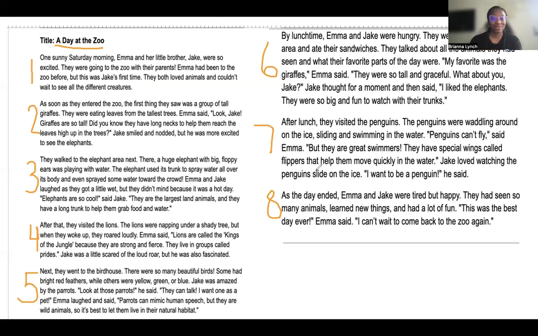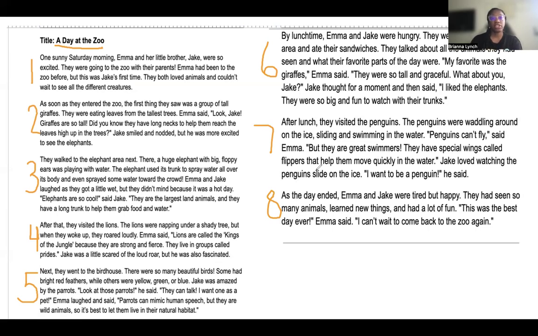Title, A Day at the Zoo. One sunny Saturday morning, Emma and her little brother Jake were so excited. They were going to the zoo with their parents. Emma had been to the zoo before, but this was Jake's first time. They both loved animals and couldn't wait to see all the different creatures.